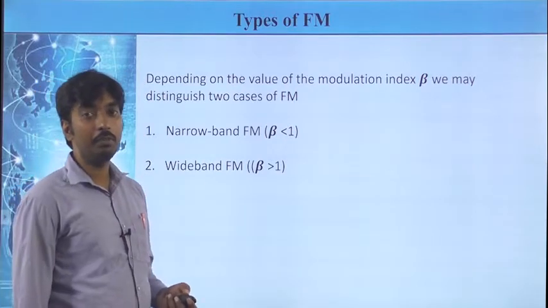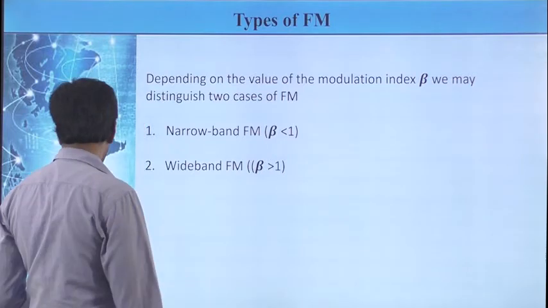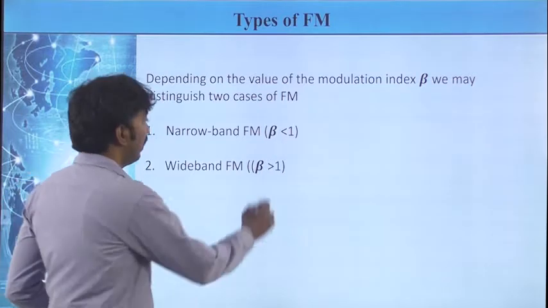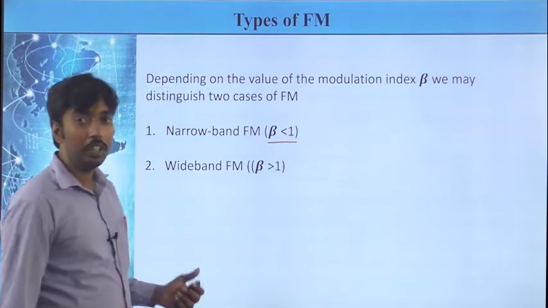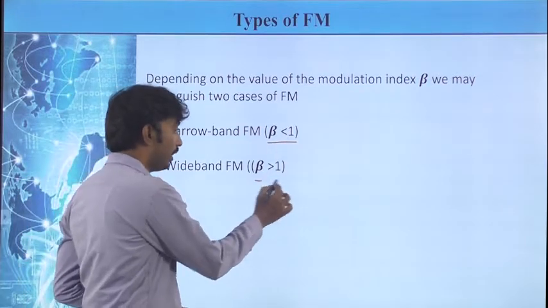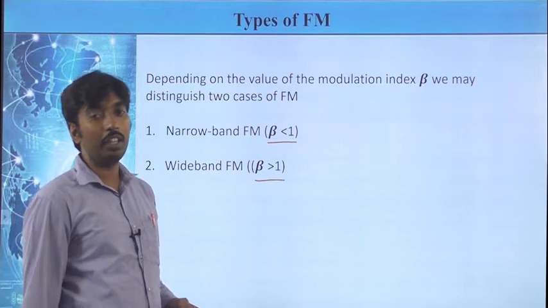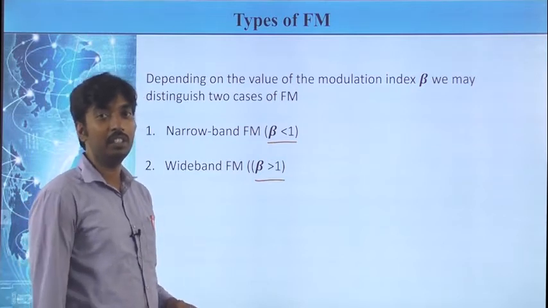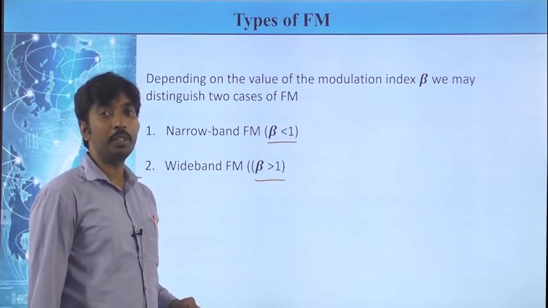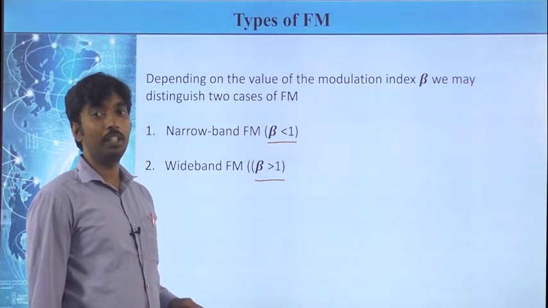One is narrowband FM, where the beta value must be less than 1. The other is wideband FM, where the beta value must be greater than 1. Now we will see what wideband and narrowband are mathematically, and their spectrums. Based on the spectrum, we are going to calculate the bandwidth.